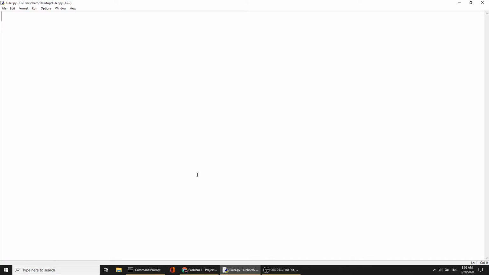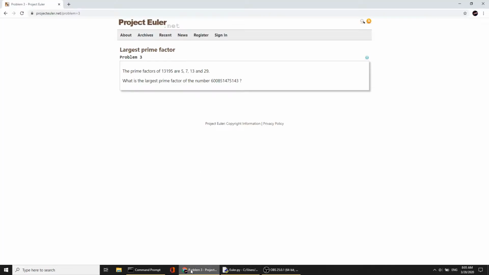Hello, and today we will be solving the third problem on Project Euler. We're going to find the largest prime factor of this big number.